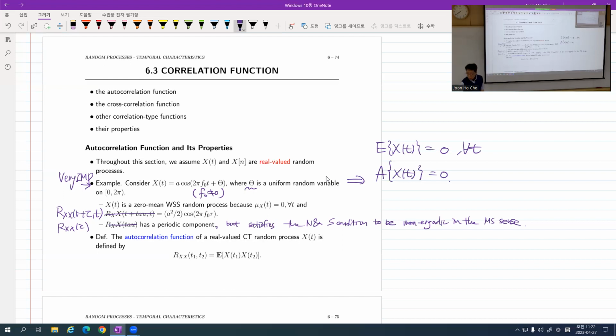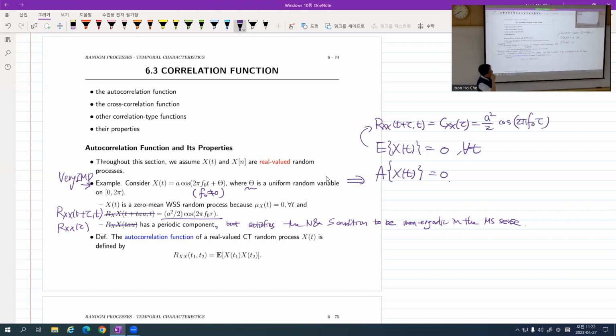What else do we have? Let's move to the second order case. So we may compute the autocorrelation function, which is the same as the autocovariance function because the mean is 0. And we already know that the autocovariance function is a function only of tau and given by this one. Okay? So it's a function only of tau.